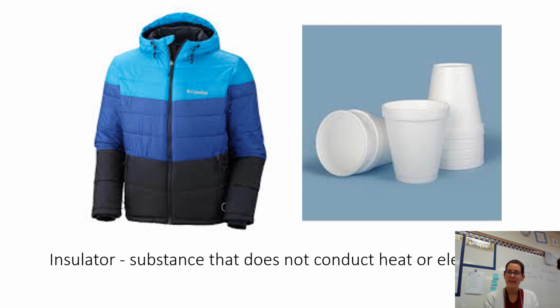Next, we have the opposite of a conductor. The opposite of a conductor is an insulator, which is a substance that does not conduct heat or electricity. Styrofoam makes a really good insulator, and a coat that you might wear outside on a cold day, that's a good insulator. It keeps the heat close to your body instead of letting it escape out in the wind and the cold and all that stuff. So anything that doesn't let heat or electricity be conducted through it is an insulator.